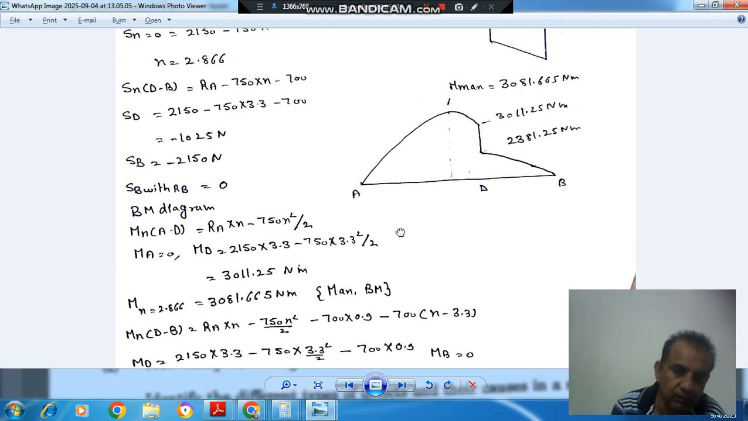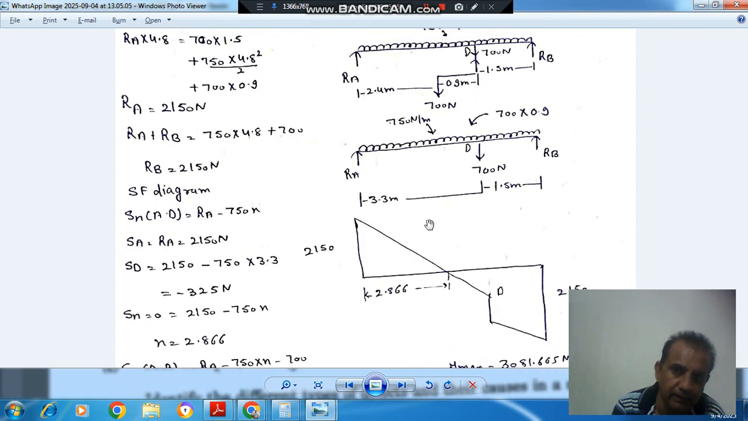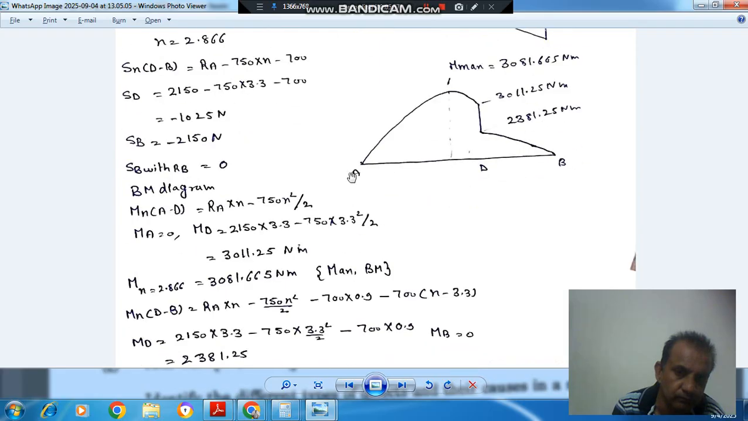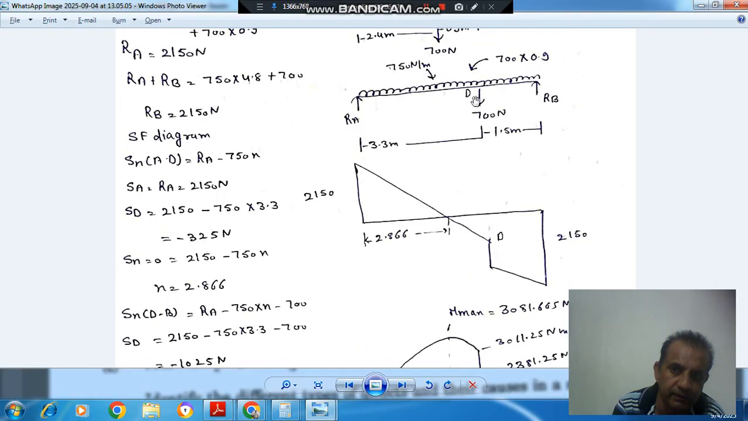Okay, now the equation between D and B. This is D and this is B. RA into x minus 750 into x squared by 2 minus 750 into (x minus 3.3), and minus 700 into 0.9. So this is the point bending moment, the extra 700 into 0.9, counterclockwise, and 700 into (x minus 3.3).